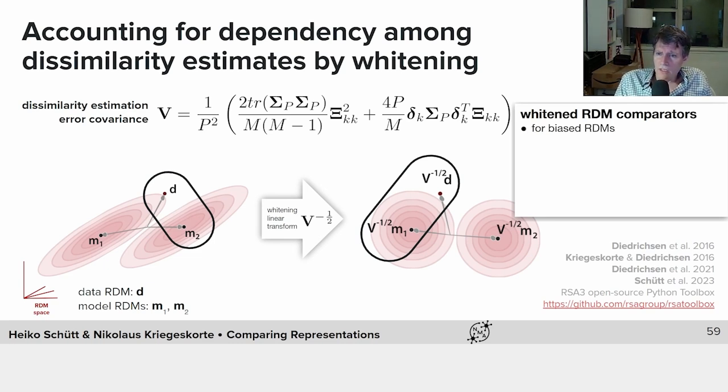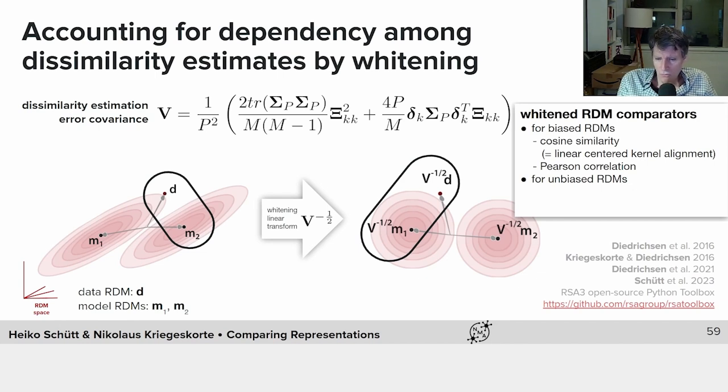We can use it in the context of biased RDMs. For example, we can use biased RDMs and the cosine similarity, and this turns out to be equivalent to the linear-centered kernel alignment, which is a popular way of comparing representations in machine learning. But it's more general than that. So we can also use the Pearson correlation in the context of biased RDMs, or we can use unbiased RDMs, so these unbiased cross-validated distance estimators, and then use the cosine similarity or the Pearson correlation and have whitened RDM comparators for this context.